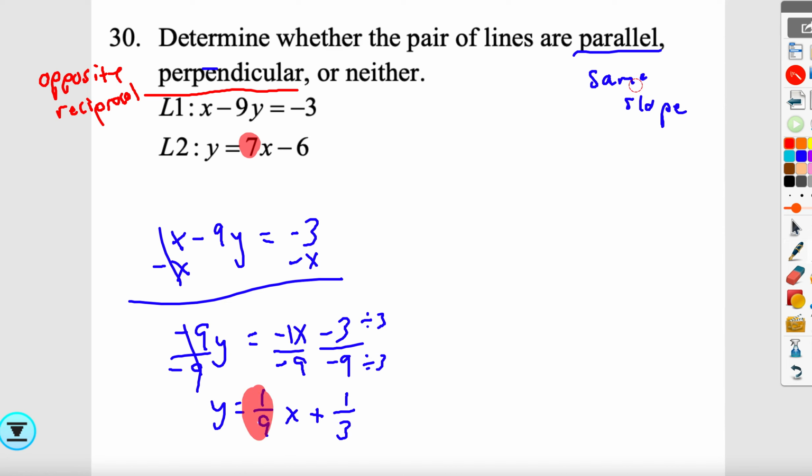Now are they the same? Nope. Are they opposites? They're both positive, so they're not opposites. So guess what? The pair of lines are neither. They're neither parallel nor perpendicular. All right.